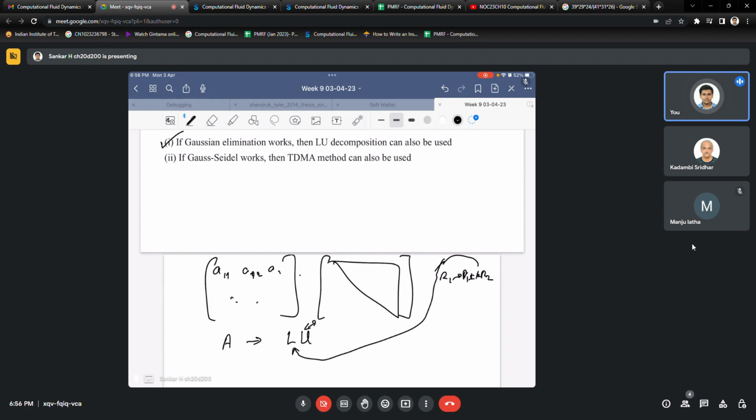And second point, if Gauss Seidel works, then TDMA can also be used. That statement is wrong, because TDMA is only for tridiagonal matrices, whereas Gauss Seidel can work for any convergent, or let's say diagonally dominant, matrix.